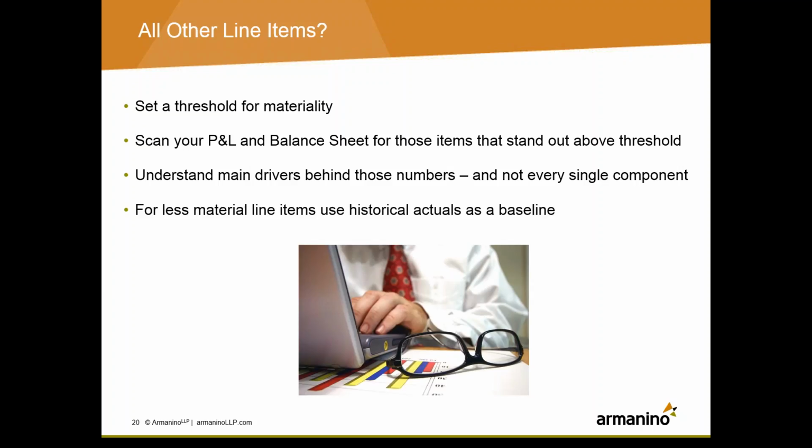I know that is only a portion of your budget. So what are we going to do with all of the other line items? My advice would be to set a threshold for materiality. So, if something is only $1,000 in expenses for the year, don't worry about figuring out all the drivers behind it. Maybe just say equal to last year, or equal to last year with a 5% increase.